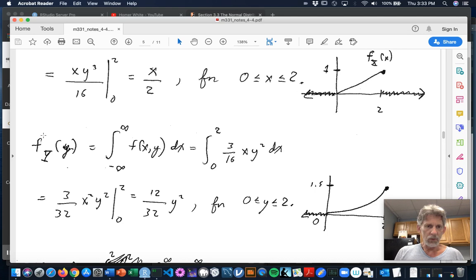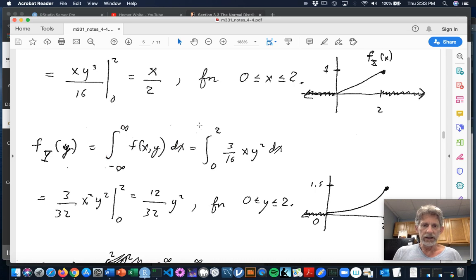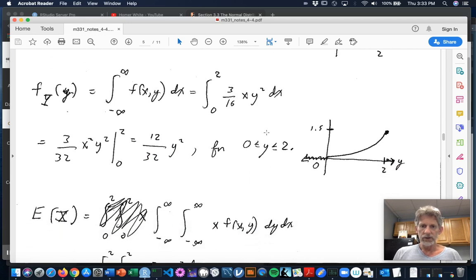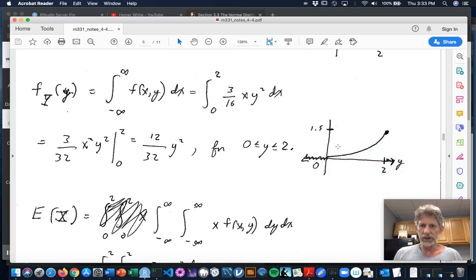Similarly, for the marginal for y, you would just add up the chances, all the different ways that x can allow you to have that y. And x can again go from 0 to 2, with a slightly different definite integral to do. And so a different look to our marginal distribution for y. So there's its density function. It goes up to 1.5, which is what you get if you plug in 2 into here.